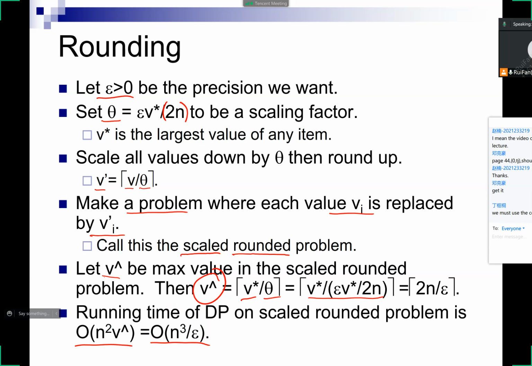But the thing we need to make sure is that when you choose this scaling factor, okay, then after you solve this scaled rounded problem, right, then you can convert the solution back into a solution for the original problem. Right? Otherwise, it's useless. I mean, the whole reason we're solving the smaller problem is so that we can use this solution to solve the big problem. Okay? So we need to make sure that our rounded solution achieves a 1 plus epsilon approximation.